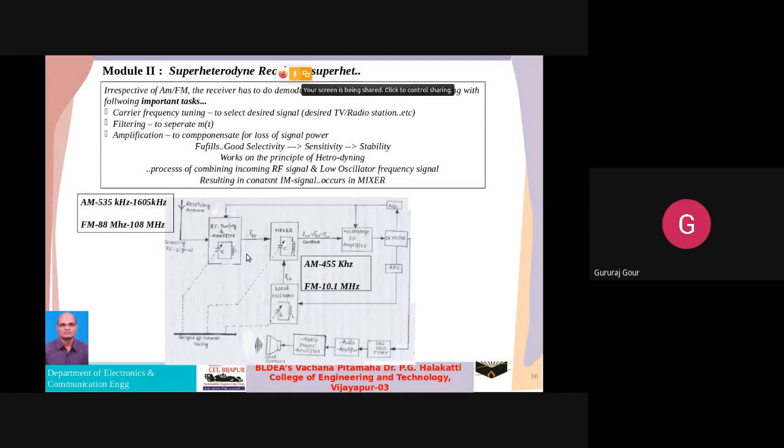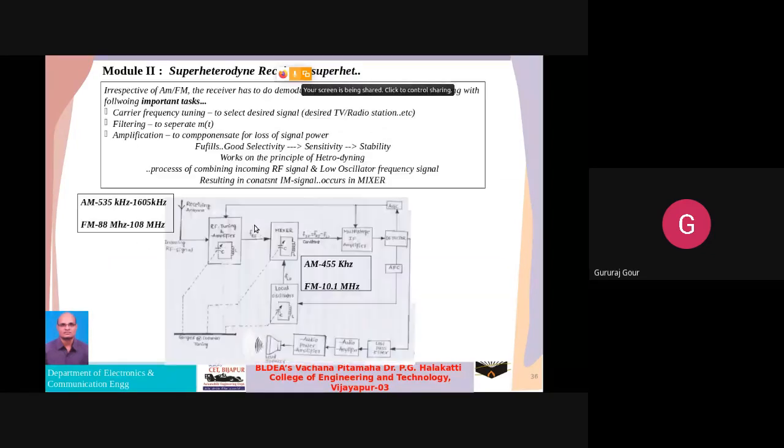For your understanding, I will take one superheterodyne receiver for AM with envelope detector. The antenna is going to receive your AM signal in the range from 535 kHz to 1605 kHz. Then the RF section, which consists of RF tuning, is tuned to receive this AM modulated signal in this range. It is also followed by an amplifier to compensate for the loss of power during the transmission of the signal.